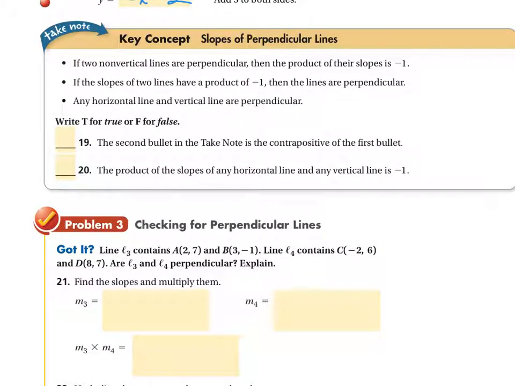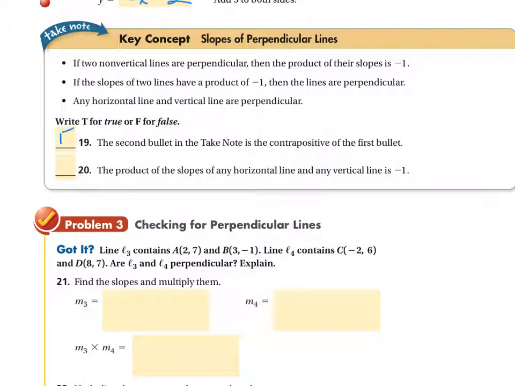So, slopes of perpendicular lines. If two non-vertical lines are perpendicular, then the product of their slopes is negative 1. If the slopes of two lines have a product of negative 1, then the lines are perpendicular. And any horizontal line and vertical line are perpendicular to each other. So true or false? The second bullet in the take note is the contrapositive of the first bullet.